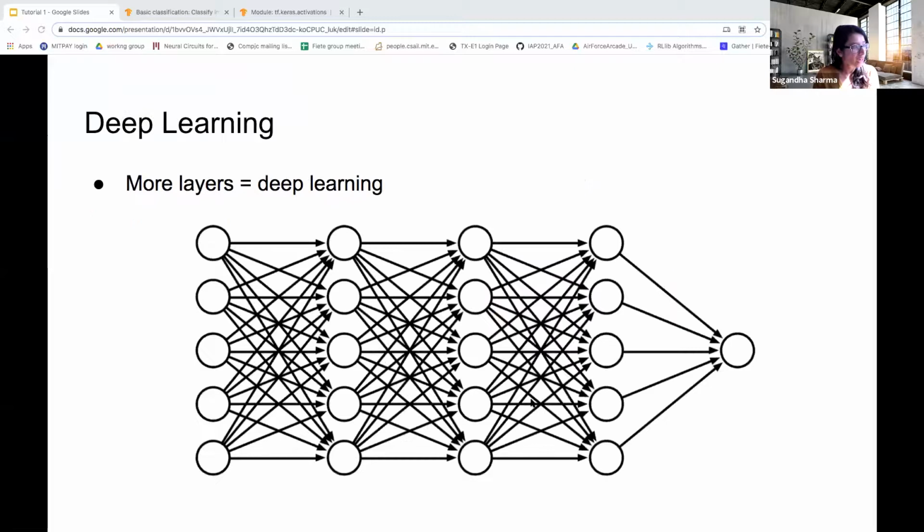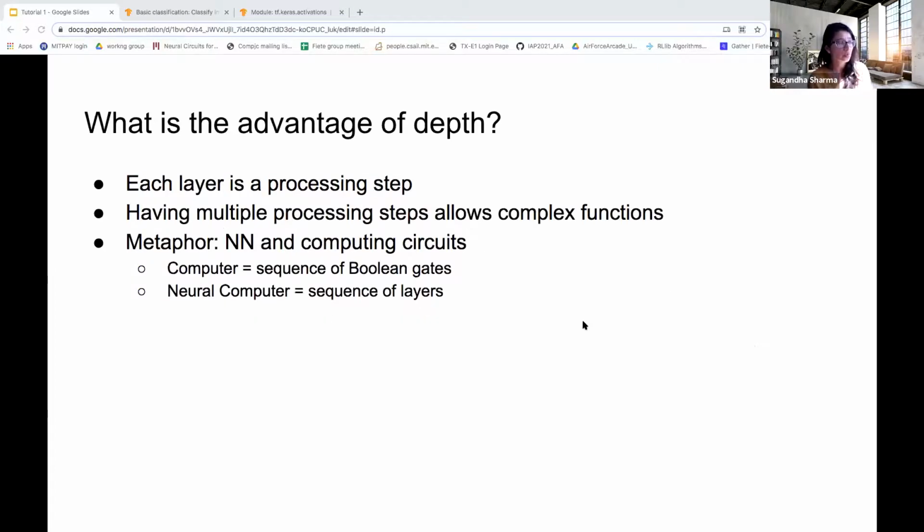And so that brings us to deep learning. If we take this network and add more hidden layers to it, that's essentially what a deep network is, and the training algorithm in both cases is again backpropagation. So the question is, what is the advantage of depth? We are adding depth because each layer in itself is a processing step, and having multiple processing steps allows us to implement complex functions, which would include complex nonlinear functions.